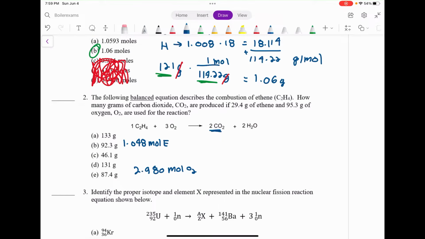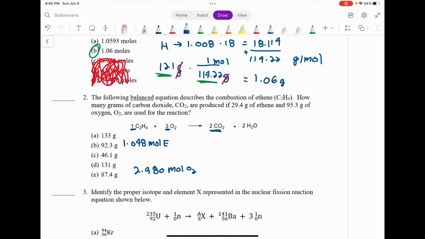So looking at it, ethane reacts, it has a stoichiometric ratio of 1, and oxygen has 3. So I know my limiting reagent is going to be oxygen because it's being used up in 3 moles per the 1 reaction, and ethane's being used up at 1/3 the rate.